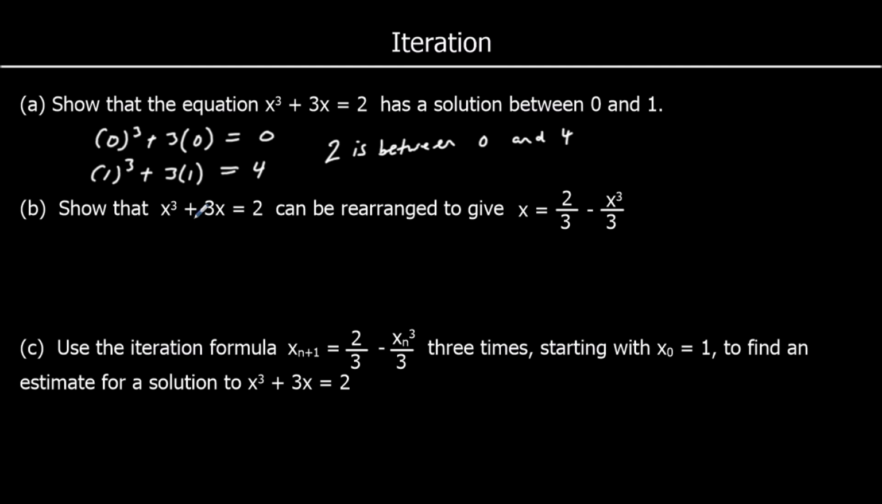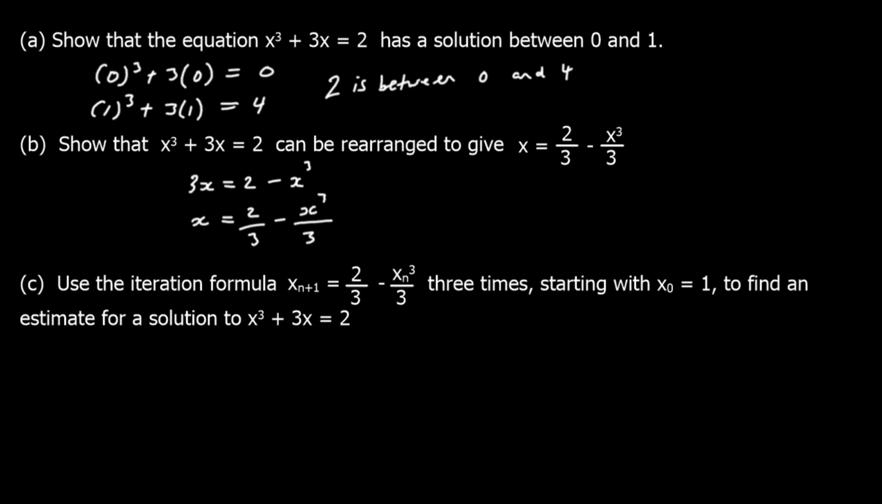Show that x cubed plus 3x equals 2 can be rearranged to give x equals 2/3 minus x cubed over 3. So we're going to take x cubed away from both sides. So 3x equals 2 minus x cubed. And then divide everything by 3. So x equals 2/3 minus x cubed over 3. Now this is going to become our iteration formula. And we're going to use it 3 times, starting with 1, to get an estimate for a solution.